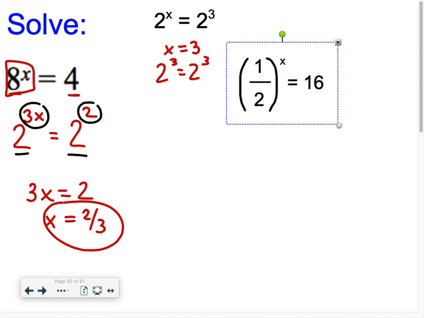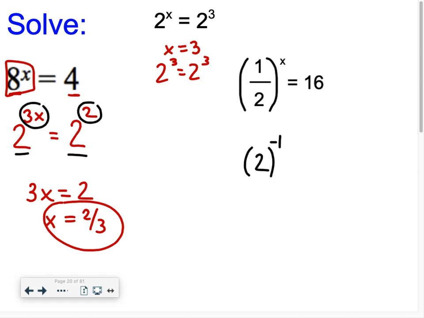2. And what's tricky about this one is 1/2 is also 2 to the negative first, right? 2 to the negative first is the reciprocal, that 1/2. So 1/2 and 2 to the negative first are the same. And then because I have an x here, don't drop that x down there. Okay, well 16 is also a power of 2. 16 is 2 to the 4th.